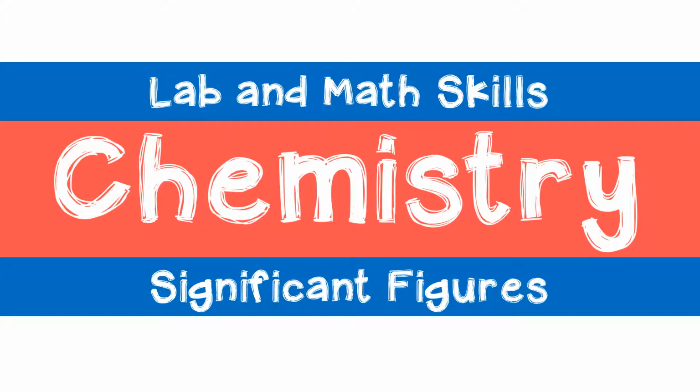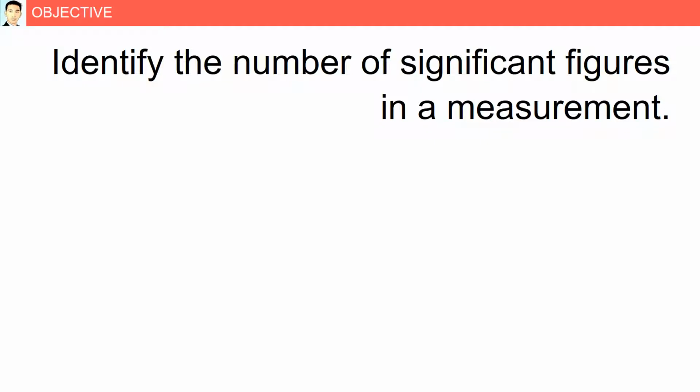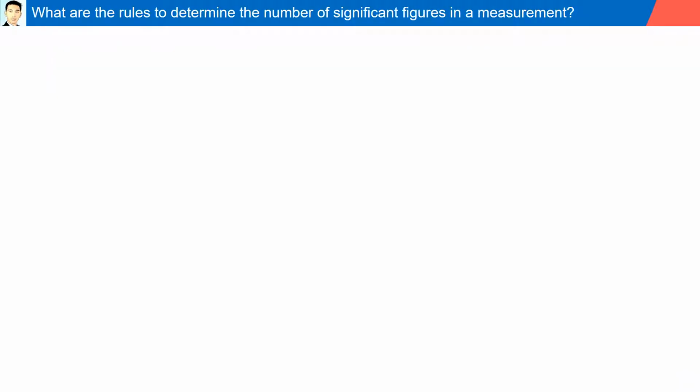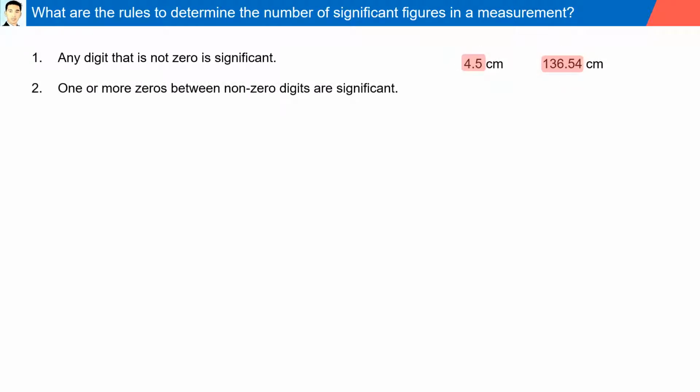Significant figures. Objective: identify the number of significant figures in a measurement. What are the rules to determine the number of significant figures in a measurement? 1. Any digit that is not a zero is significant. 2. One or more zeros between non-zero digits are significant.